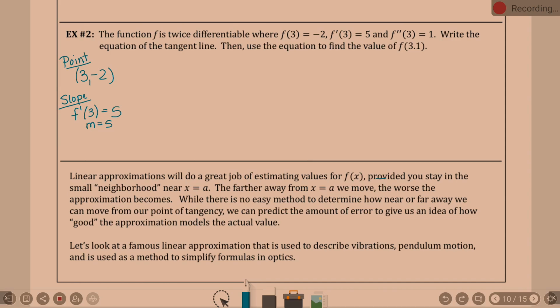F double prime of 3 is 1. Acceleration. What you do know about second derivatives, acceleration. Really, it kind of talks about concavity, but in this scenario, it's not necessary. So I have written down that it's extra. I was trying to see if we could connect it, but I don't think I have a connection. So I just have that f double prime of 3 equals 1 is extra.